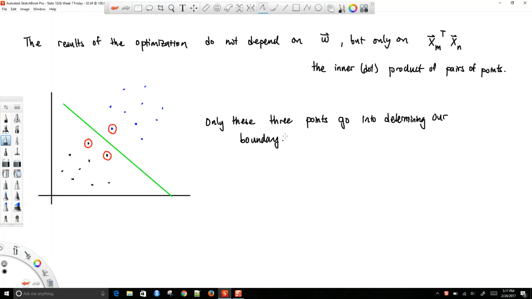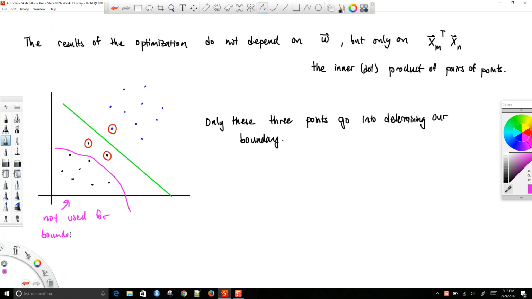Of course, in other problems you might have more than 3 points, but only these 3 red circled points matter, and all of these other points are not used for boundary determination. Okay, these are also not used, and that's fine. But we have some side effects of this.